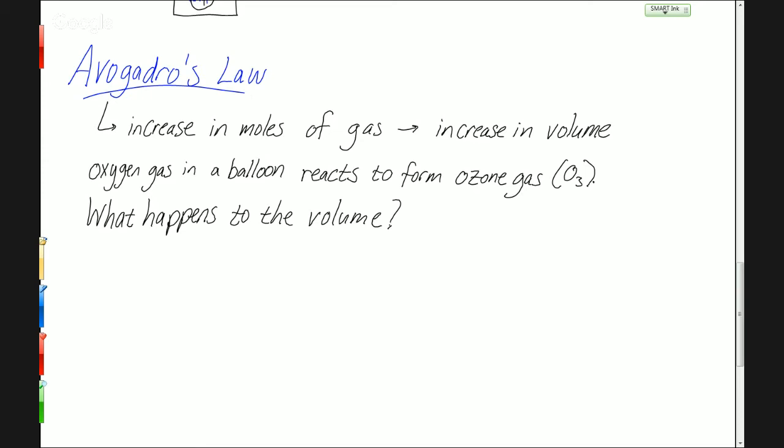Now, initially, the common sense, obvious answer is that nothing happens. But that's not actually true. If you take oxygen gas in a balloon, you convert it to form ozone gas, something's going to change in that balloon. Nothing is leaving the balloon, nothing is entering the balloon. You're simply doing a reaction. And yet you change the volume because you can actually change the number of moles.